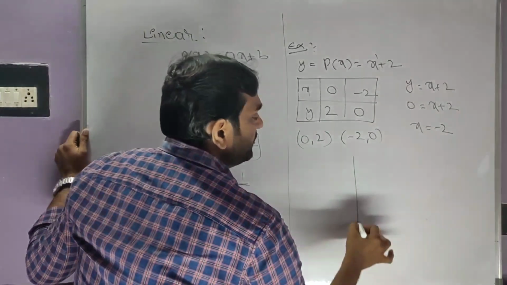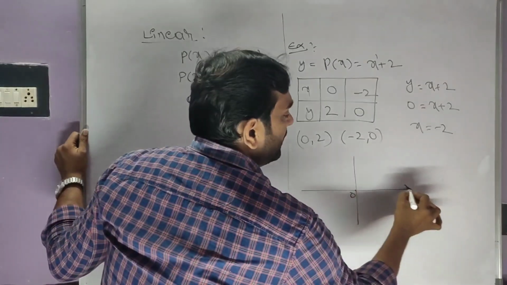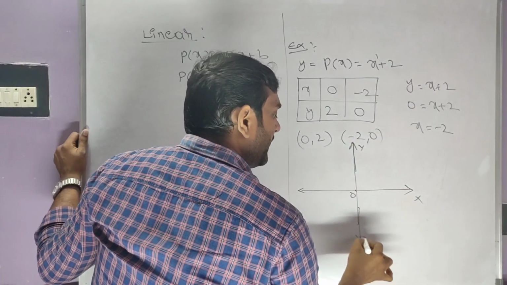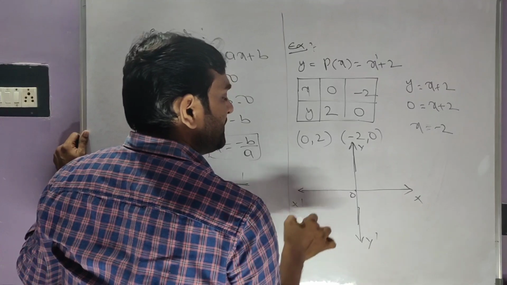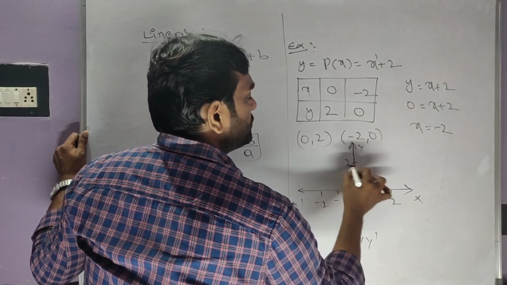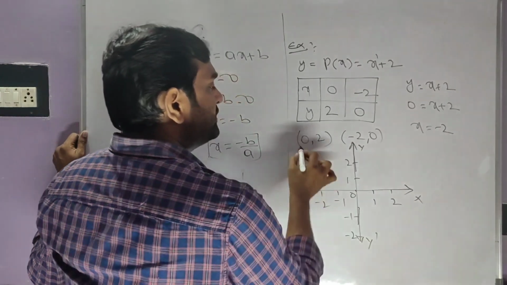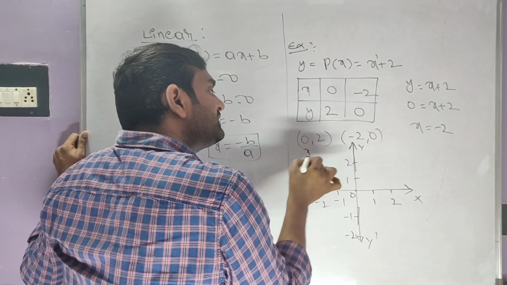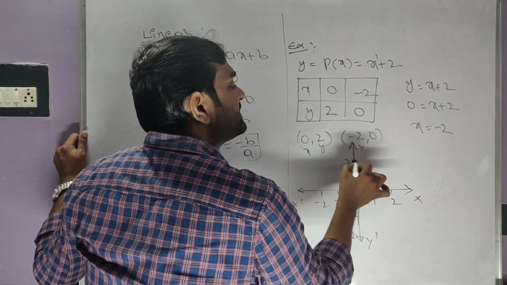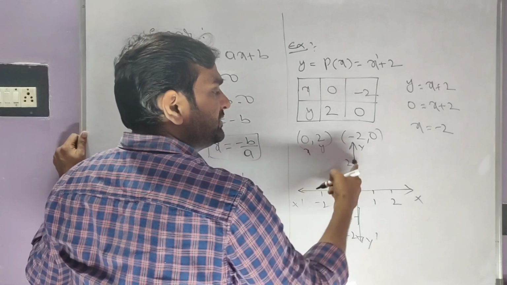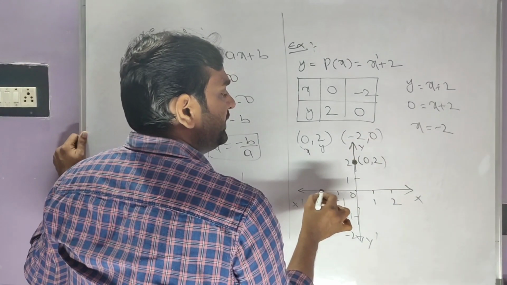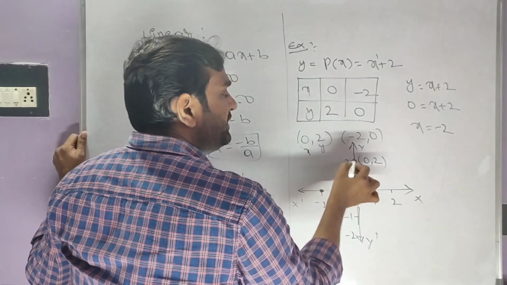If you plot a graph, you will get it like this. This is the x-axis, the horizontal line, and we know the vertical line is the y-axis. Y dash, x dash. 1, 2, minus 1, minus 2. For 0, comma 2, this coordinate is x and this one is y. X value 0, y value 2. On the y-axis, x value is always 0. This is 0, comma 2. Minus 2, comma 0: where is x value minus 2? Here. And on the x-axis, y value is 0.